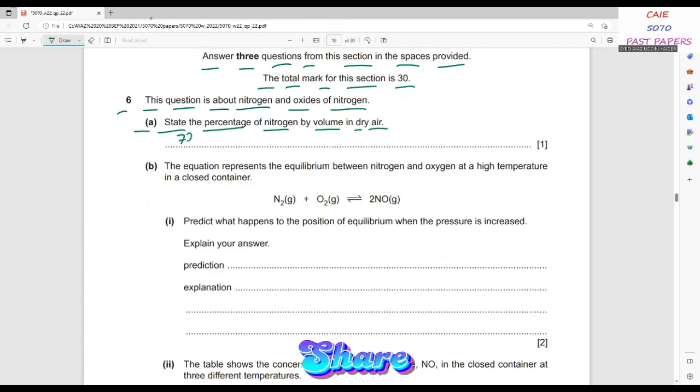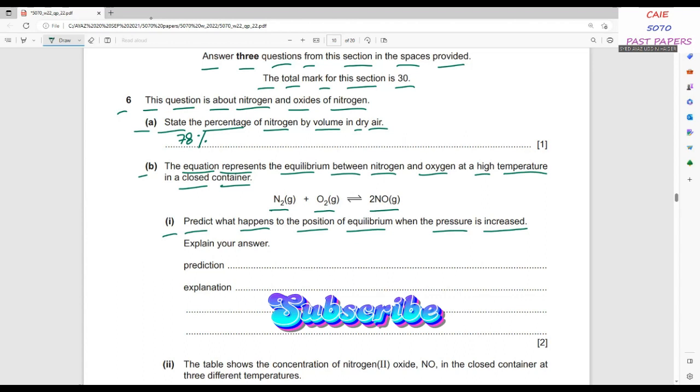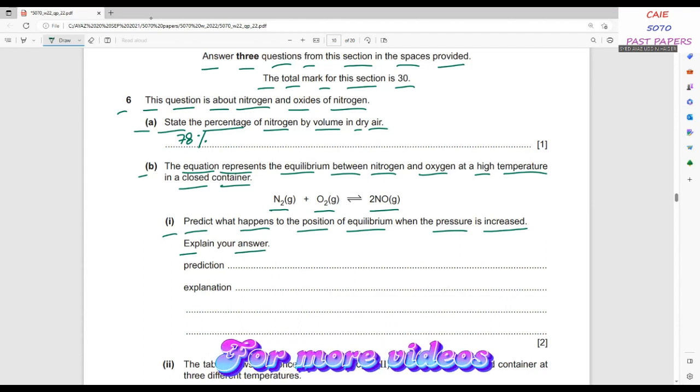So you write 78%. B, the equation represents the equilibrium between nitrogen and oxygen at high temperature in a closed container. N2 plus O2 gas gives 2NO gas. Number one, predict what happens to the position of equilibrium when the pressure is increased. Explain your answer. So whenever you increase the pressure, the direction of the equilibrium will shift towards the side with less number of moles.